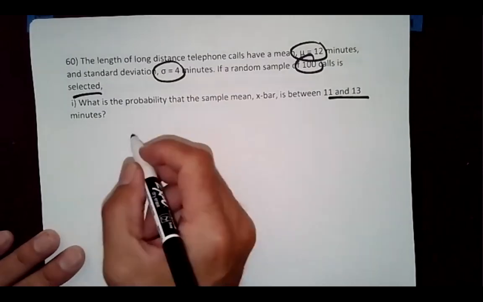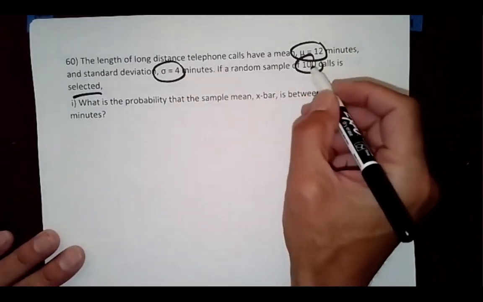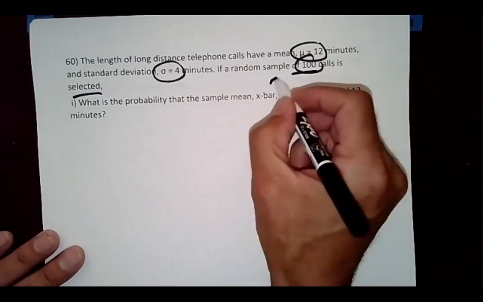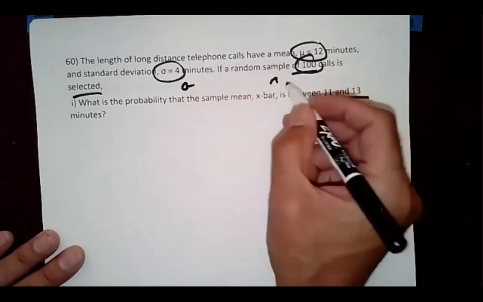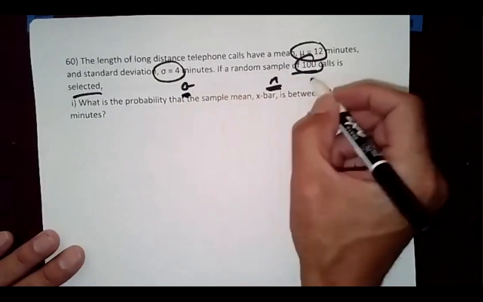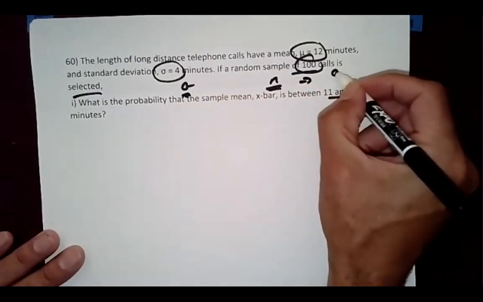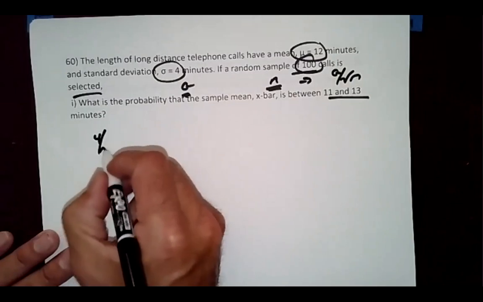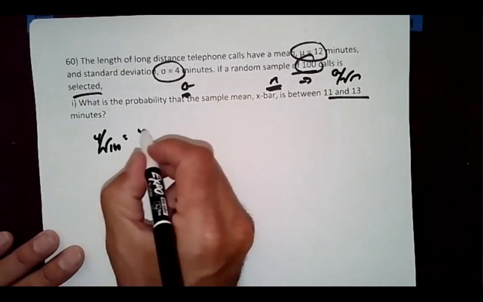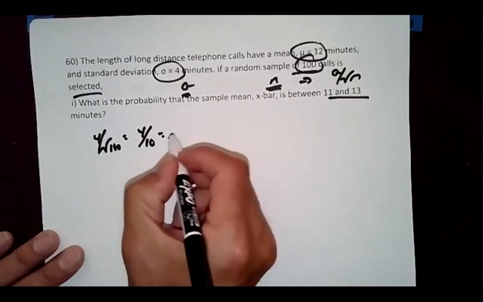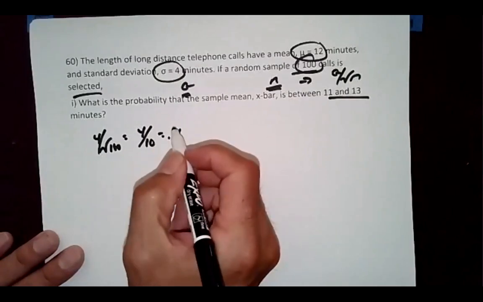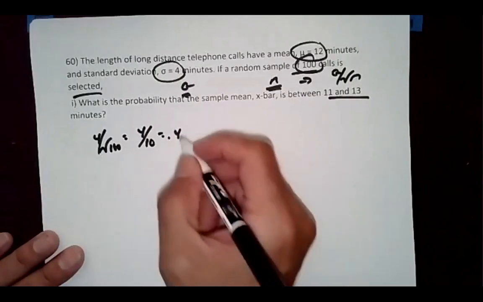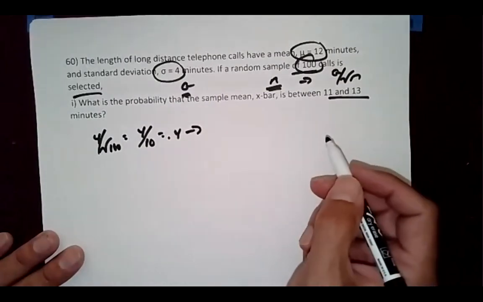Well, the first thing we need to know is we know we have a sample, so we have an N, and we have a sigma. Usually if you have an N and a sigma, it means you have the standard error, which is sigma over radical N. So in this case, it's 4 over square root of 100, which is 4 over 10, or 0.4. So it's going to be 0.4 for all these problems.